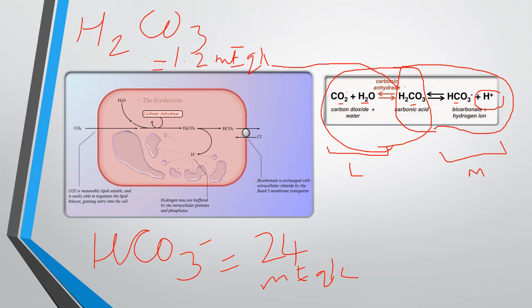The phosphate and protein buffer systems, as I mentioned previously, are intracellular systems. So the phosphate system is mainly constituted by sodium dihydrogen phosphate, and the protein buffer system is made up of hemoglobin and plasma proteins, especially albumin. And one point of interest is that in hemoglobin, the histidine's imidazole group is responsible for the buffering action.